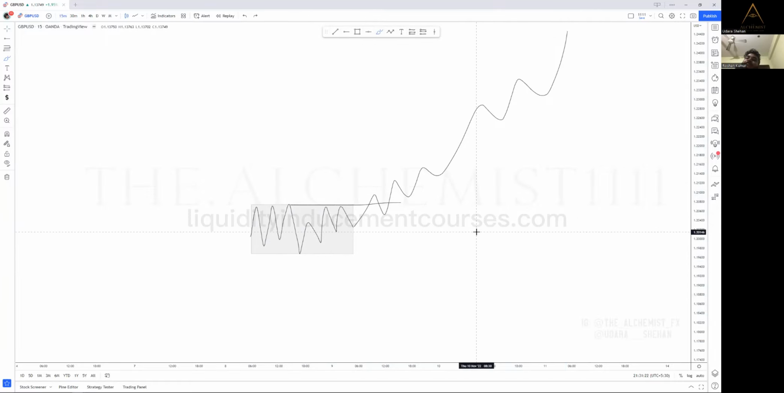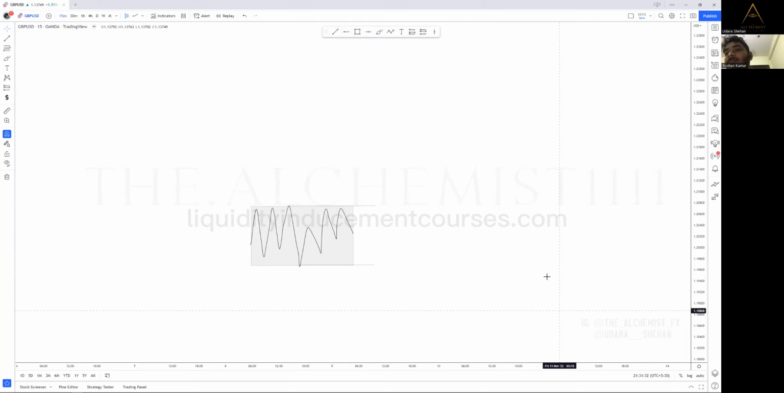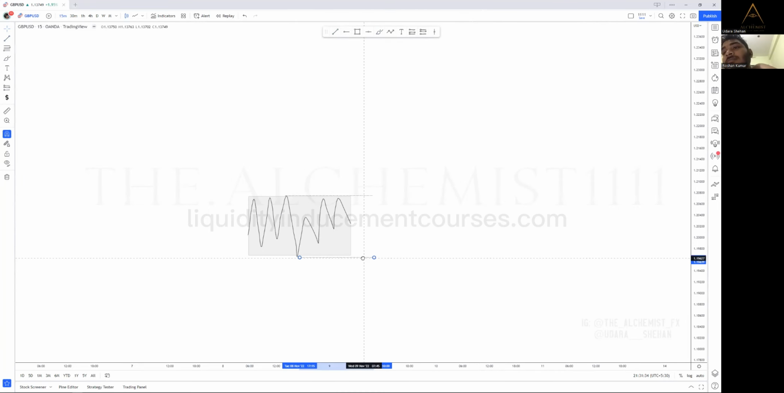So what they do is above the Asian high, they place buy stops. Below the Asian low, they place sell stops. Because either way, it doesn't matter where the market goes, they think they can make the money. But now there's smart money. They know that there's a pool of liquidity resting above and below the Asian high and low.